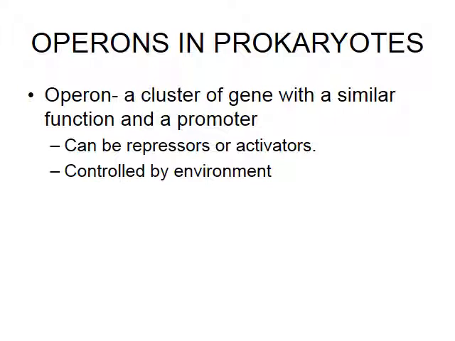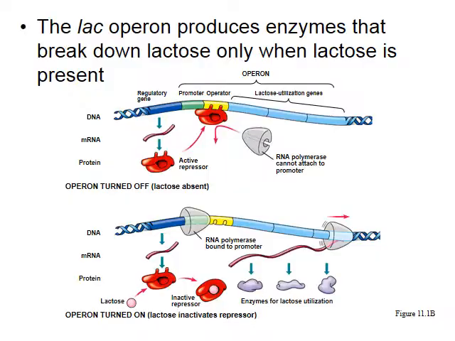They can be repressors or activators. A repressor is going to stop the transcription and translation. The activators are going to start it. And these will be controlled by things in the environment. So one of these operons is called the lac operon, and it's going to produce an enzyme that helps break down lactose, an enzyme called lactase.